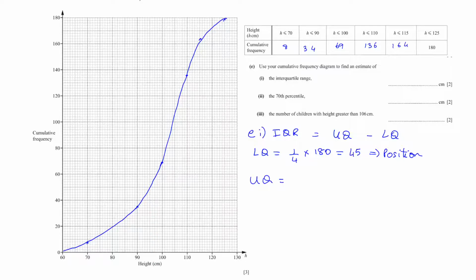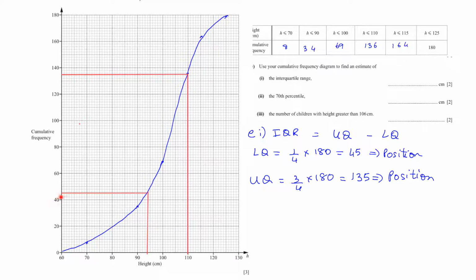For the upper quartile, we have to multiply 3 over 4 by 180, which will give us 135. Again, this will give us the position where we can find x. So we have to find 135 on the y-axis and then find the corresponding x value. So when your position is 45, your x value is 94. And when it is 135, it is 110.